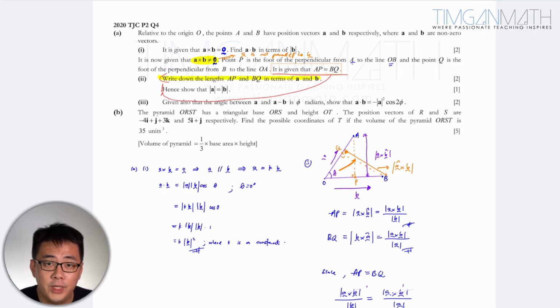Alright, so for part 3, given that the angle between A and B is phi radians, show that A dot B is minus mod A squared cosine 2 theta. Okay, great. So how to do?